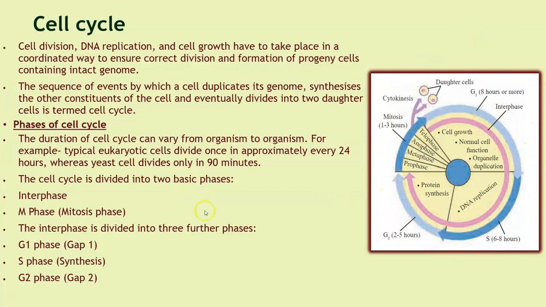This is your cell cycle, and the two distinct phases are the interphase and the M phase. The pink line is your interphase, and this blue line is your M phase, which is also called the mitosis phase. The interphase is divided into three further phases. G1 phase, that is gap 1. This is the G1 phase here. Then we have the S phase or the synthesis phase. This here is your S phase. And then we have the G2 phase, which is the gap 2 phase. This phase is marked here.